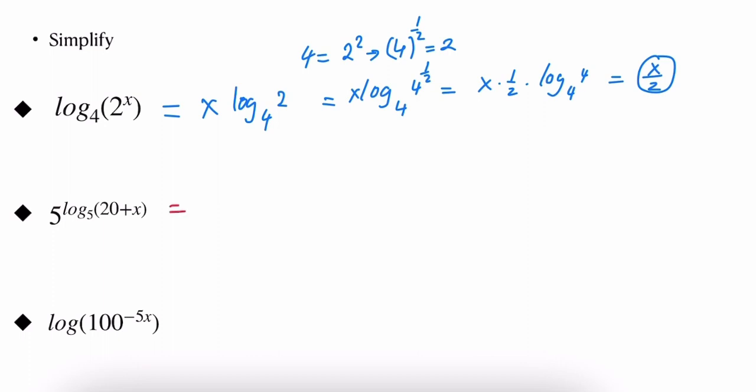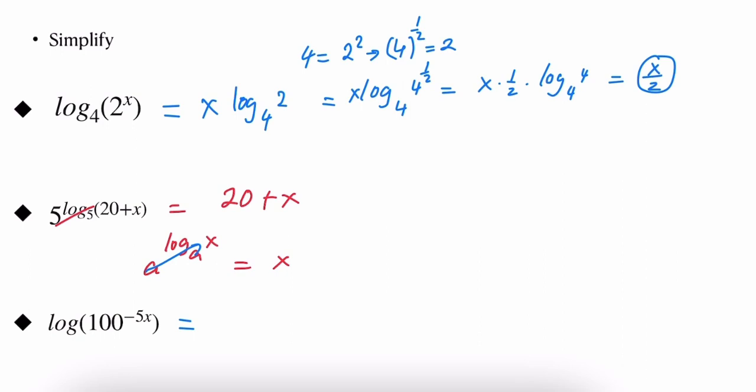To the next example, this is a case when you have a power term, but the exponent has a log of the same base as the power. Then you can use one of the properties in order to simplify 5 to the log base 5 of (20 + x) to get 20 + x. And again, the rule is if you have a raised to log base a of x, then it can be simplified as x.